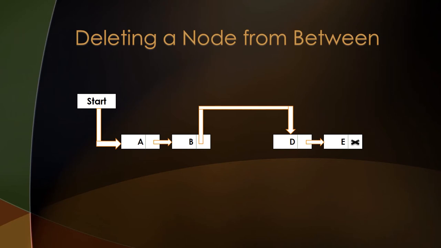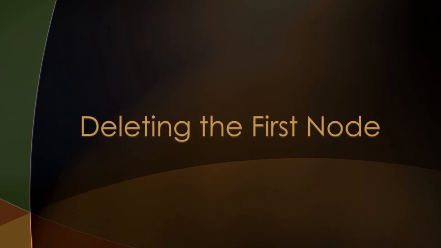Now I'll move to the next step, that is deleting the first node in a linked list. Now, as in the case of insertion, when you have to delete a node from between the linked list, the procedure remains the same whether it is a singly linked list or a circular linked list. But the procedure changes when we use the other two types of deletion methods. So now let's begin with deleting the first node in a linked list.